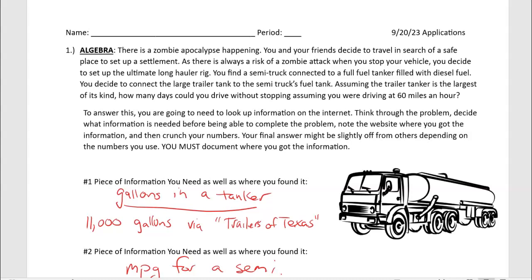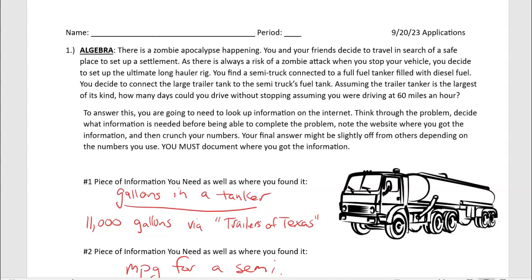Alrighty, I wanted to go over the answers to this homework. This first problem was algebra based. It was basically making sure that you knew how to convert between different units and multiply different things with unit conversions. So the thought process here is that you have a zombie apocalypse.